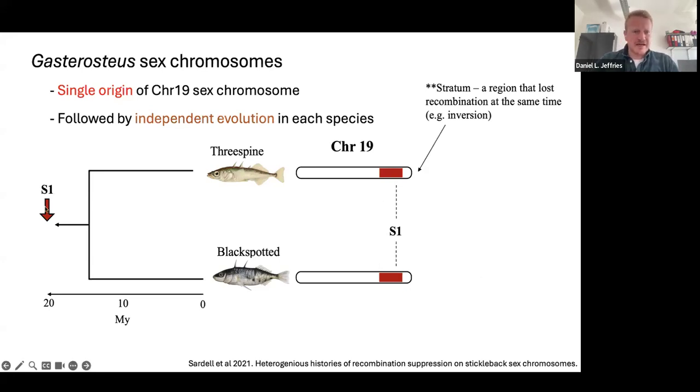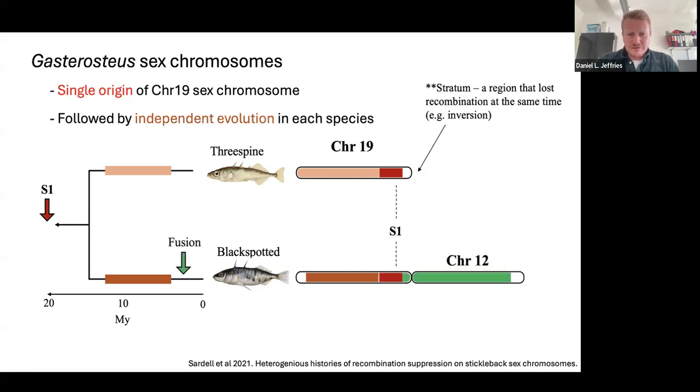So stratum 1 arose in the ancestor of these two species, but then the rest of chromosome 19 has lost recombination independently in the two lineages. So we've got this cool situation where we have the same chromosome, with more or less the same gene set in both species, but independent loss and degeneration. And there's also been a fusion of the Y chromosome in black spotted to chromosome 12, which I'm not going to talk a lot about today, but you'll see this in the plots.